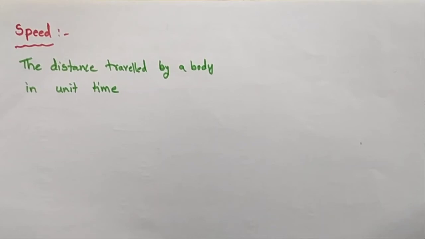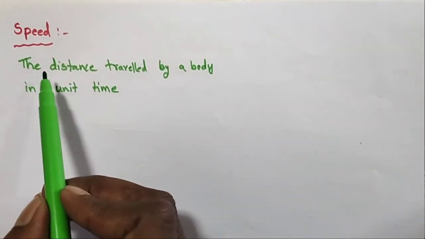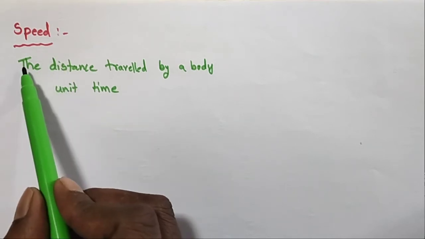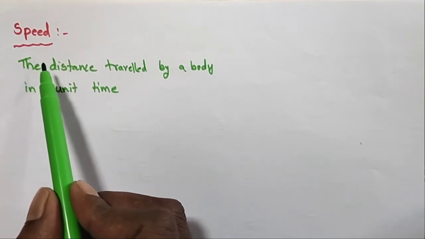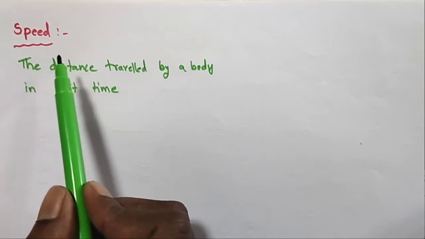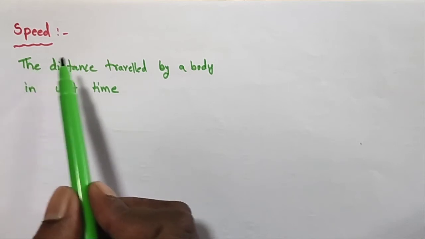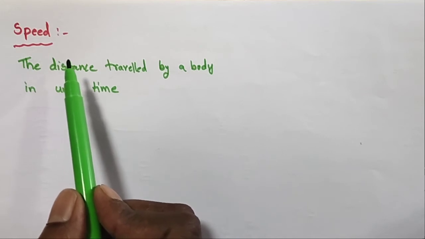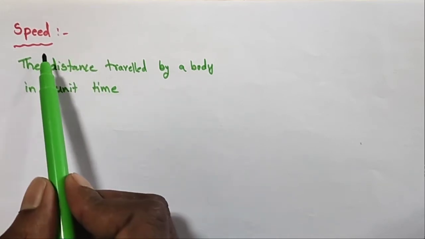Good morning, students. This is the second video of the motion in a straight line chapter. In the previous video, we covered the difference between distance and displacement, and the variables of distance and displacement. Now this video is the second video of motion in a straight line.